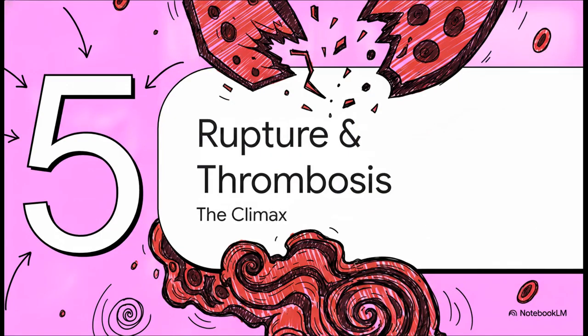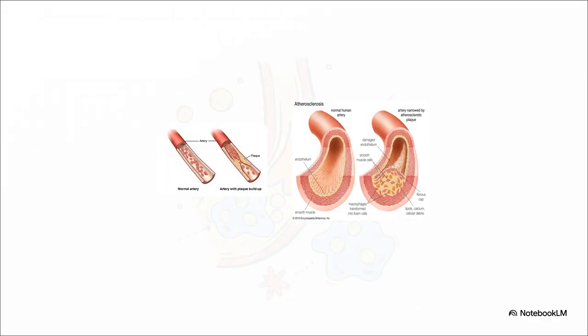Section 5. Plaque rupture and thrombosis. This brings us to the absolute climax of our biological thriller, the terrifying transition from a slow-growing plaque to an immediate, life-threatening state. To really understand the stakes here, just contrast that unimpeded, healthy blood flow with an artery that is heavily narrowed by an advanced atherosclerotic plaque.